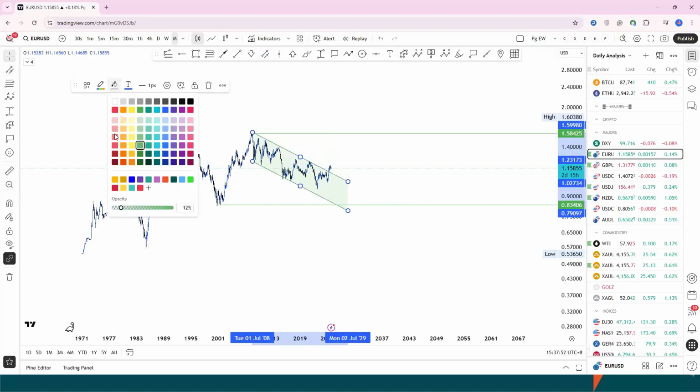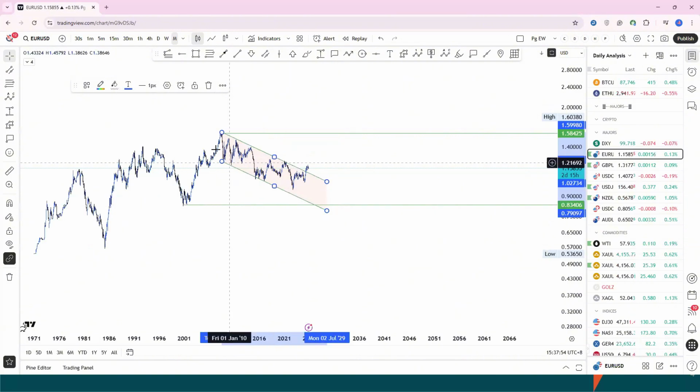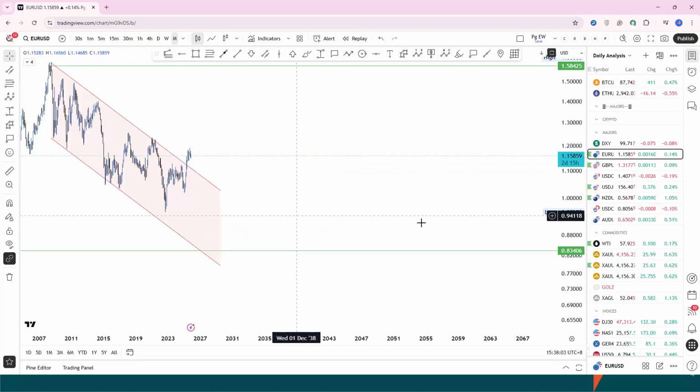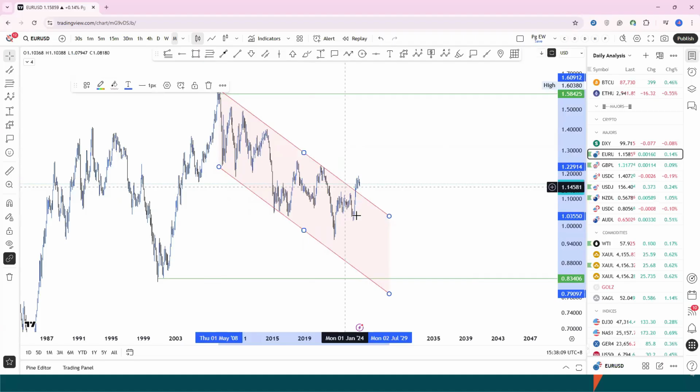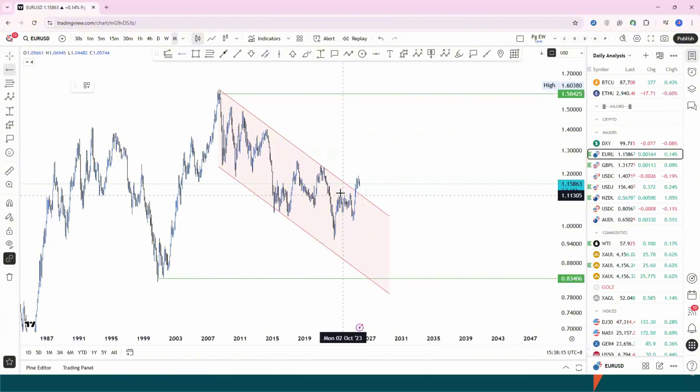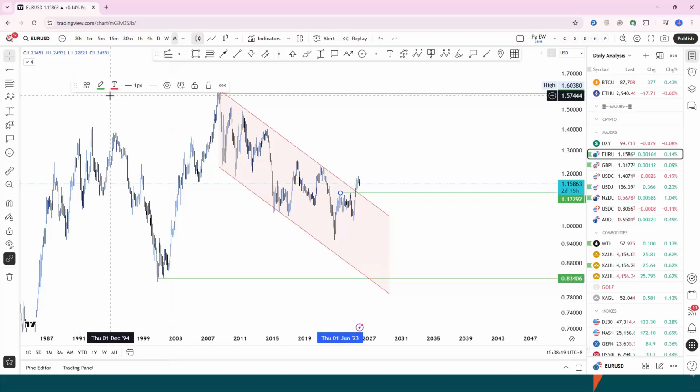This is a bearish channel, right? You see the price already broke. Price has broken out of the channel, right? Breakout and also broke out the resistance level. Now it becomes your support or SNR. So this is your first support level.